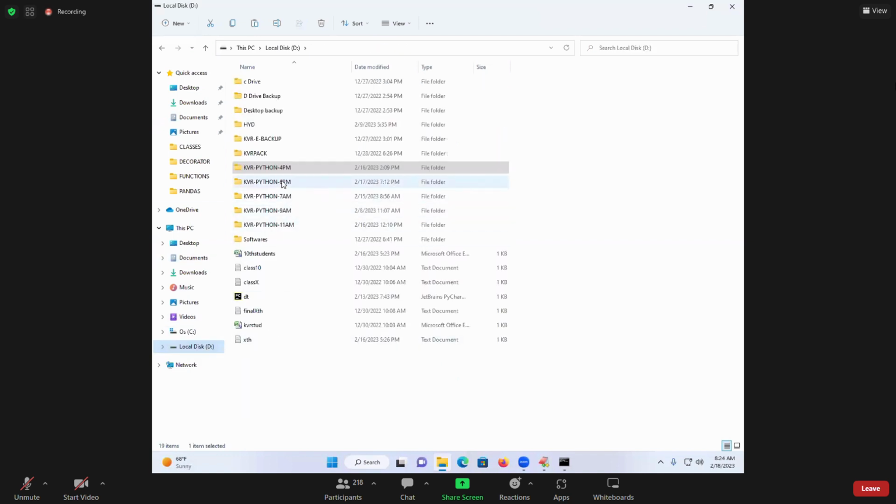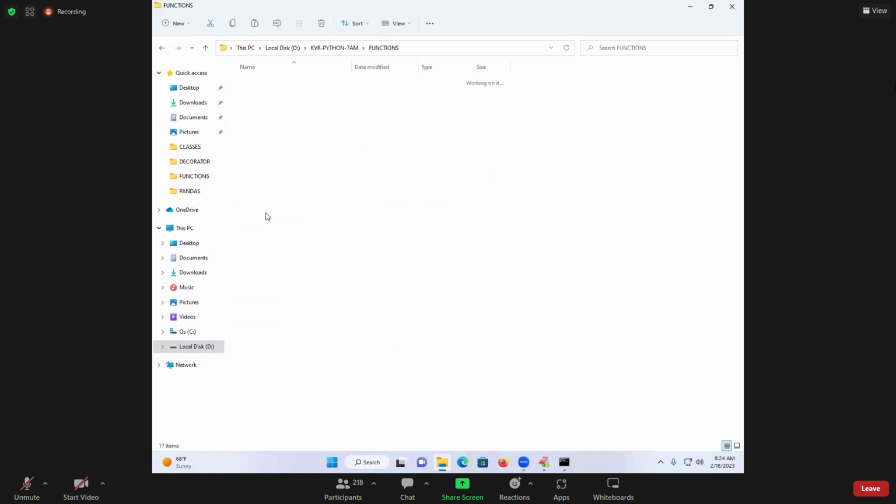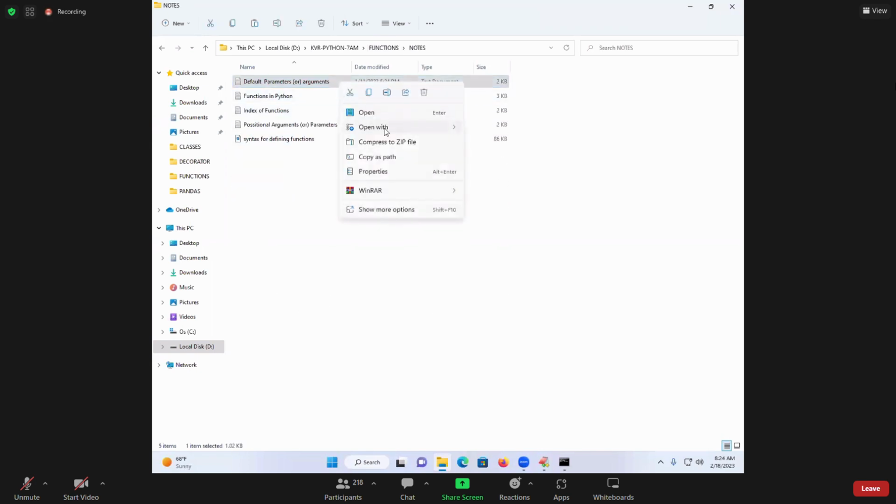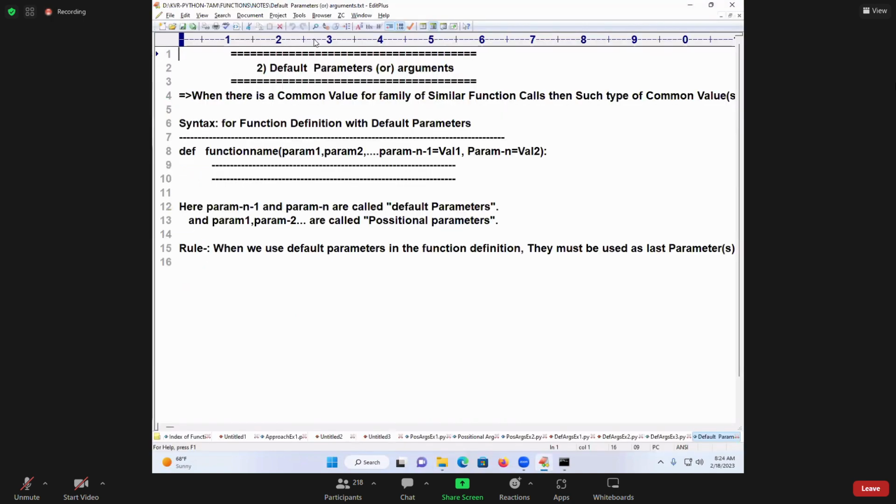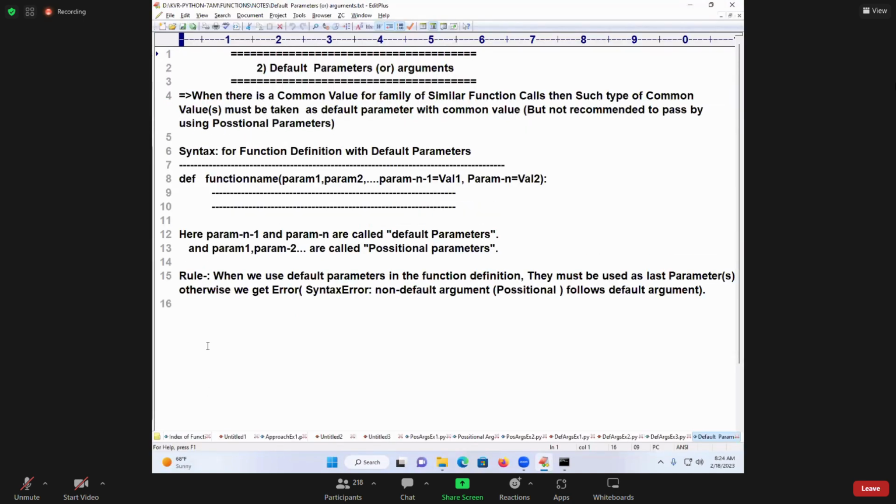Coming back to the point, I will utilize that small additional facility in the function. Here I'm saying something like this. When there is a common value for a family of similar function calls, such common values must be taken as a default parameter with a common value, but it is not recommended to pass them by using positional arguments.